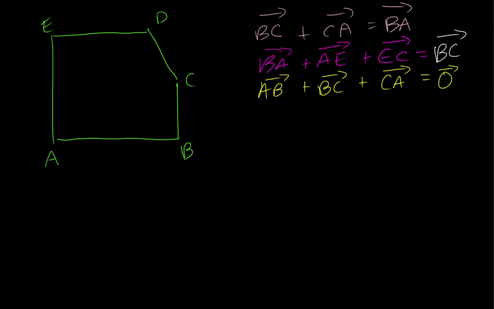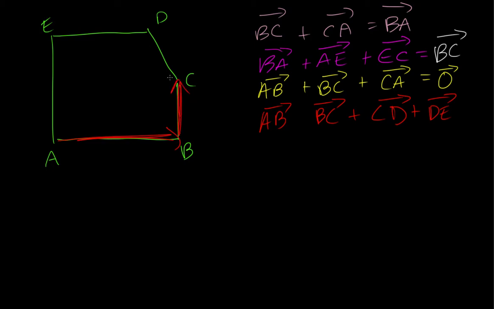Okay, now the last part of this one is AB, BC, CD, DE. So A to B, B to C, C to D, D to E. And so if we start at the beginning and go to the end, that's just AE.